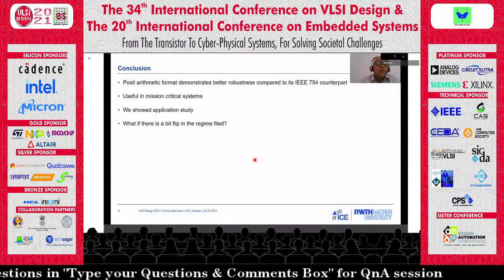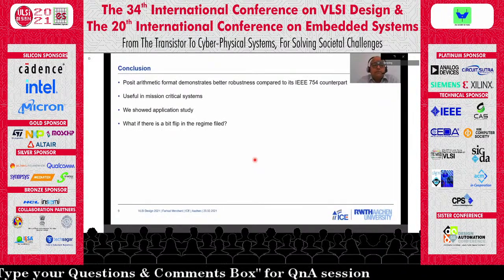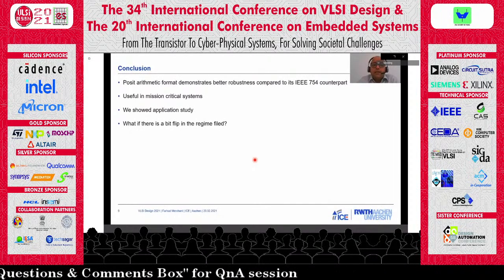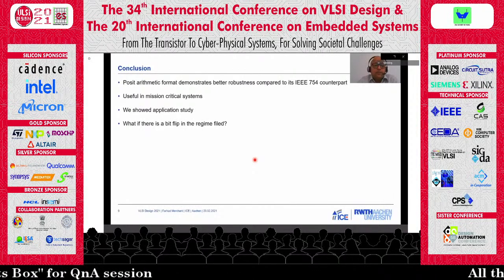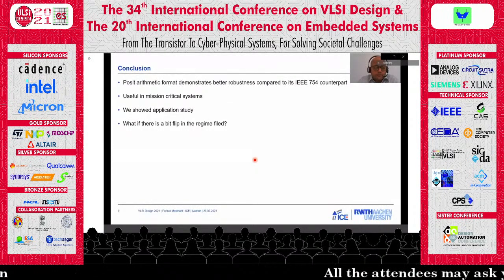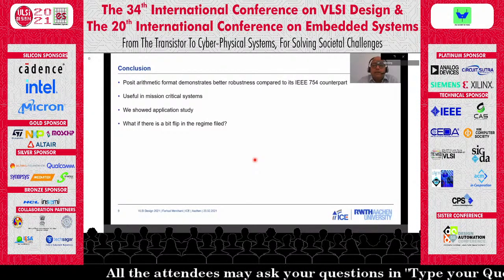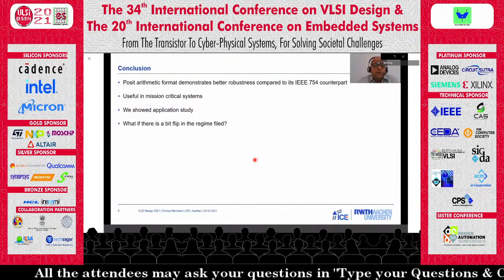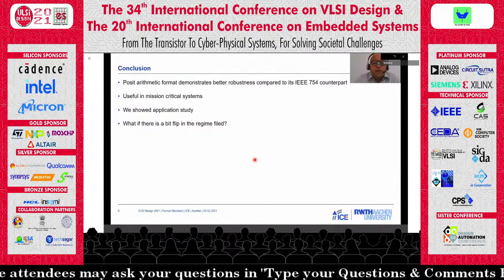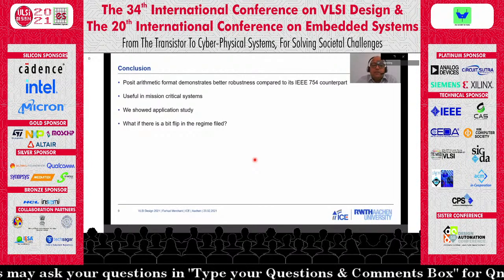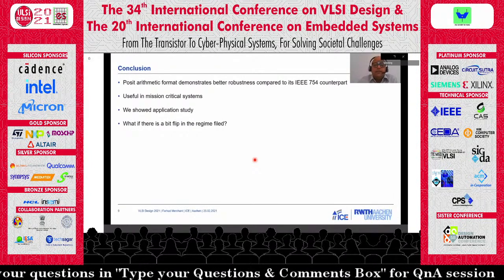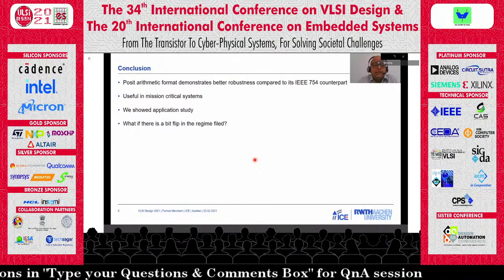To conclude our work, what we showed is that the POSIT arithmetic format demonstrates better robustness compared to its IEEE 754 counterpart. POSIT can be used in mission critical systems over IEEE 754 compliant counterparts, though it might sometimes have higher area, but the possibility of using POSIT cannot be denied. We also showed application studies, so we did exhaustive analysis, and also we did machine learning applications.